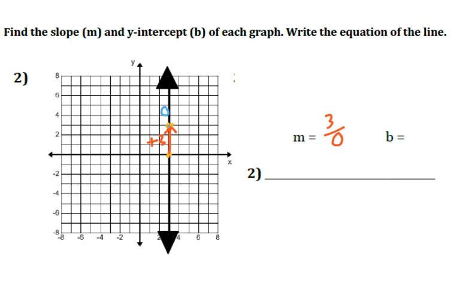Do you know how to divide by 0? No, we can't divide by 0. We can't take 3 things and break them into 0 groups. We have to have at least one group to have those 3 things in. So we actually say that this slope is undefined.